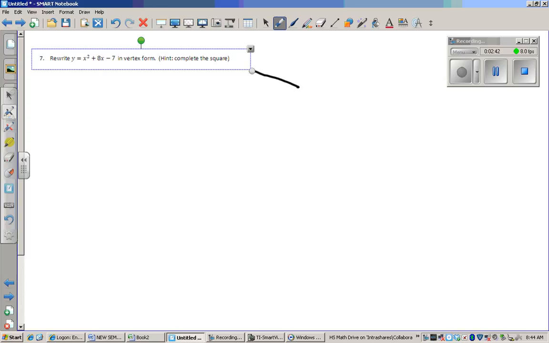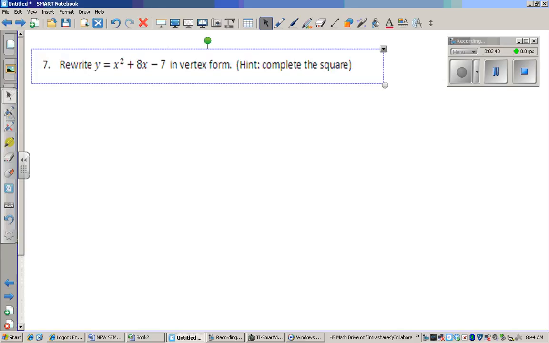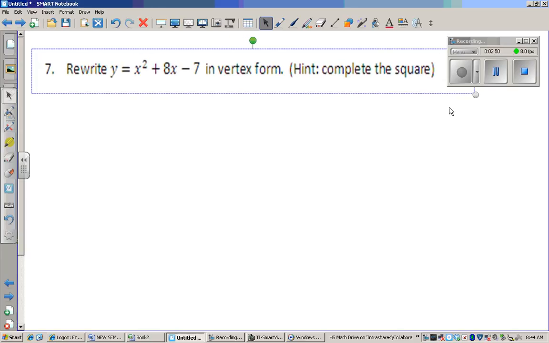Question number 7. Question number 7 says, please rewrite this equation in vertex form. And our hint is to use the completing the square strategy. We've used that already in our final review, but we can do it again.